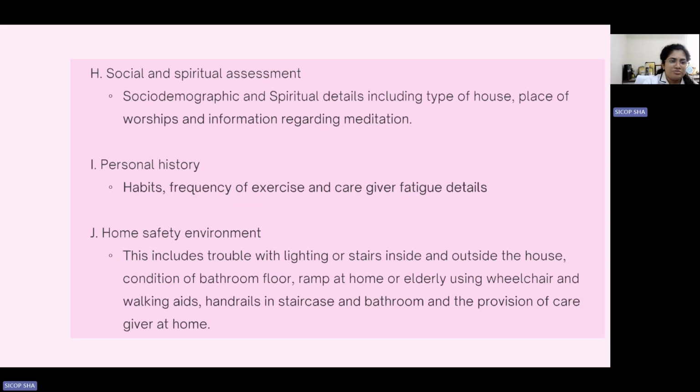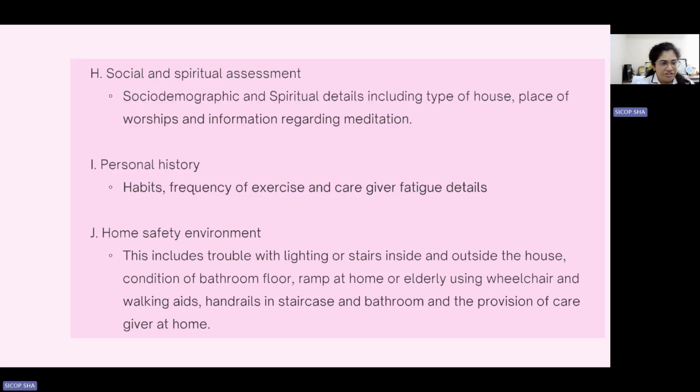Social and spiritual assessment: social demographic and spiritual details, including type of house, place of worship, and information regarding meditation. Then personal history: habits, frequency of exercise, caregiver fatigue details. So in personal history, we are asking about the physical activity level, or what they are doing throughout the day.